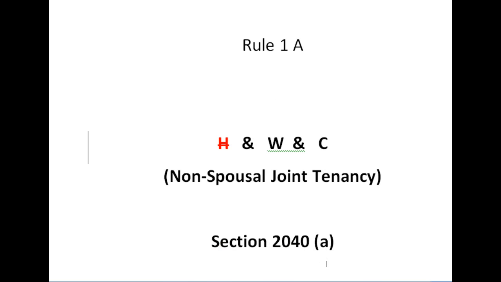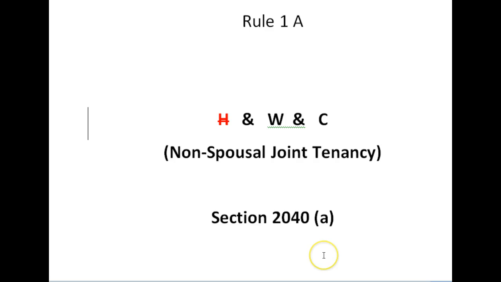And this is referred to as a spousal joint tenancy. Under Rule 1A, if the joint tenancy is between or among someone who is not a spouse, then it's referred to as a non-spousal joint tenancy. And in this case, we have H, who's the husband, W, who's wife, and C, who is obviously a non-spouse. Because someone other than a spouse has to be a joint tenant, again, because there's three parties, we cannot obviously have a spousal joint tenancy, and so it's referred to as a non-spousal joint tenancy, and it's governed by Code Section 2040A versus 2040B.